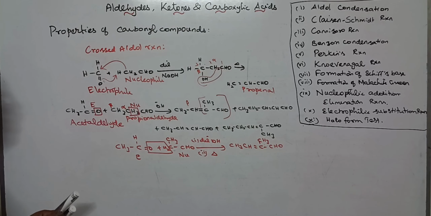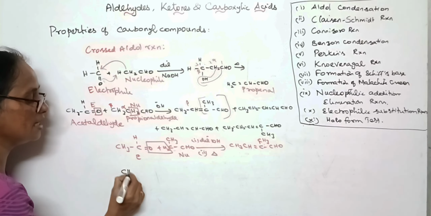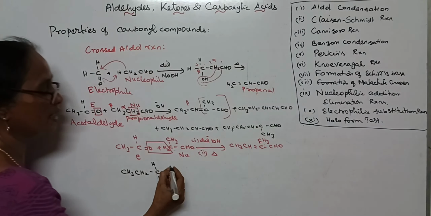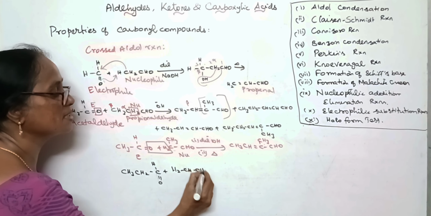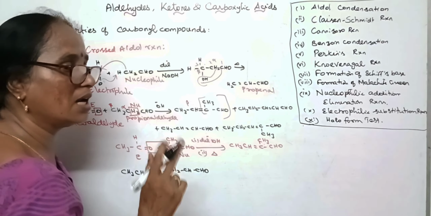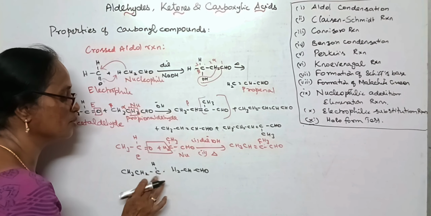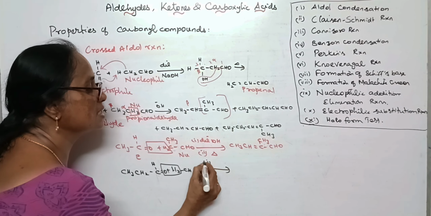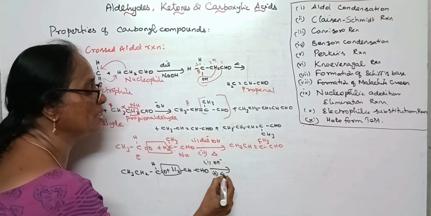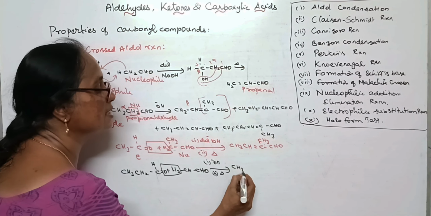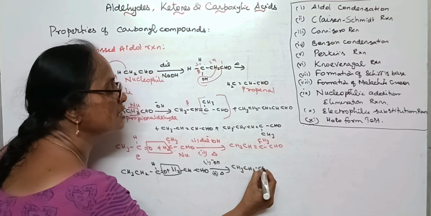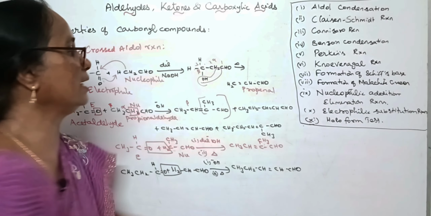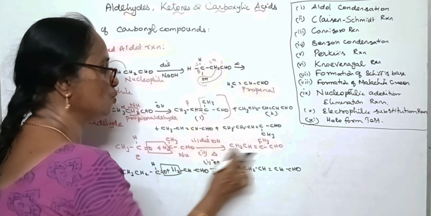So what should I do? I can take propanaldehyde, CH3CH2C double bond O with H. From acetaldehyde, I have H2CH-CHO. This is the alpha carbon. From the alpha carbon, I should remove 2 hydrogen atoms. So with this one, we are getting water. The first step is in the presence of a base, and the second step is on heating. So I will get CH3CH2CH=CH-CHO. So here we are getting this second product. This is the first product we got.